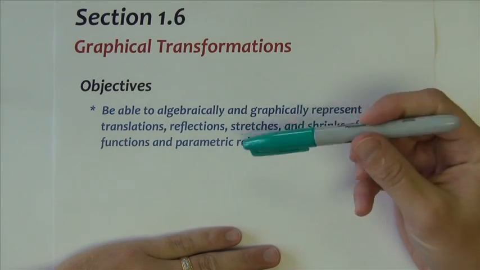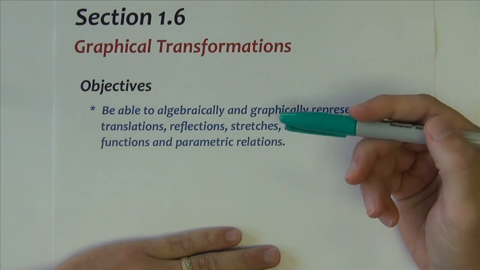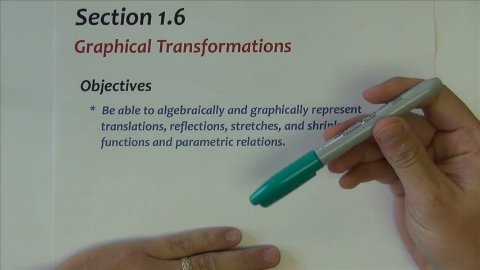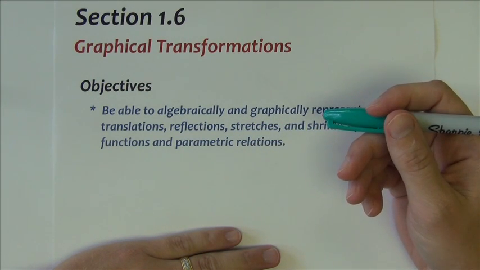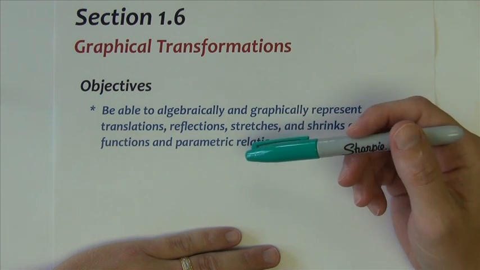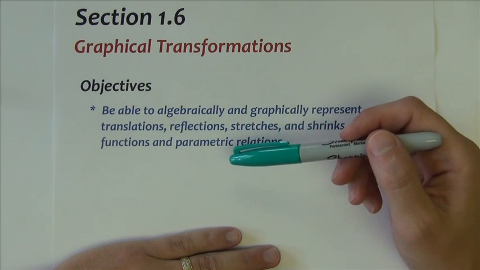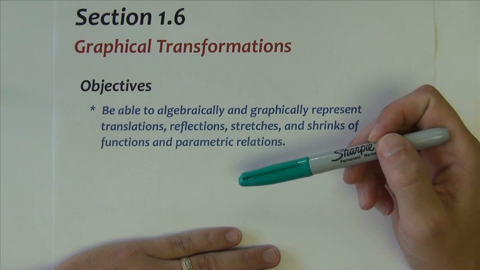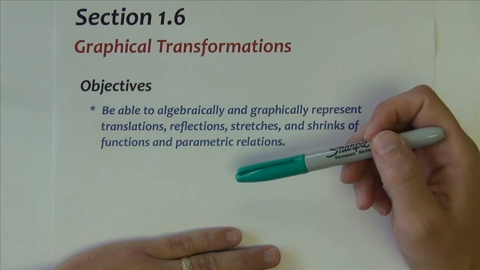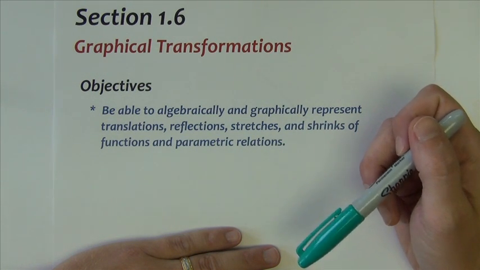Section 1.6 is titled Graphical Transformations. In this section, what we're going to look at is how we can take graphs of functions and transform them, which means move them around, flip them over, stretch them, shrink them, etc.